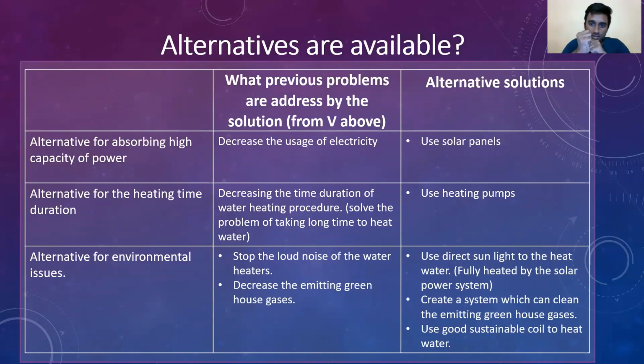So as you can see, the first one is solar panels. So using solar panels, we are going to decrease the usage of electricity. So as a conclusion, I can say alternative for absorbing high capacity of power.